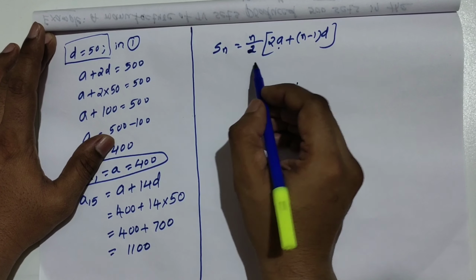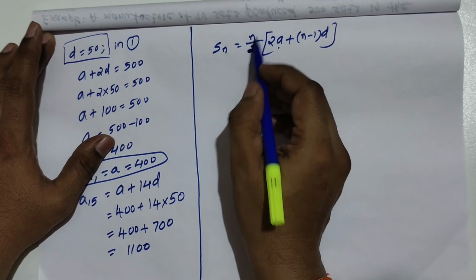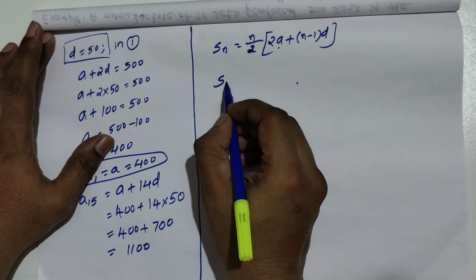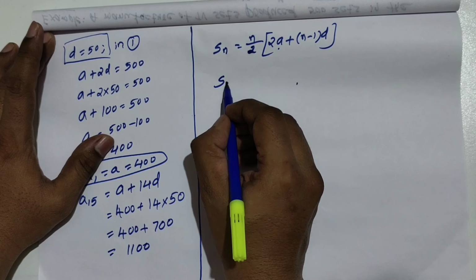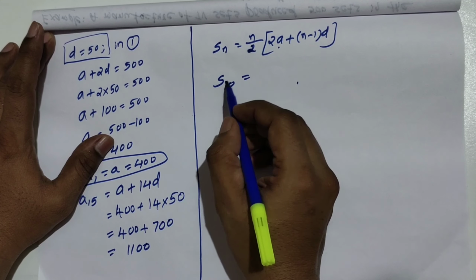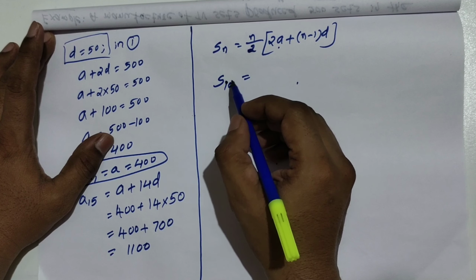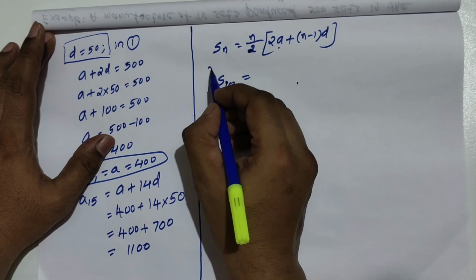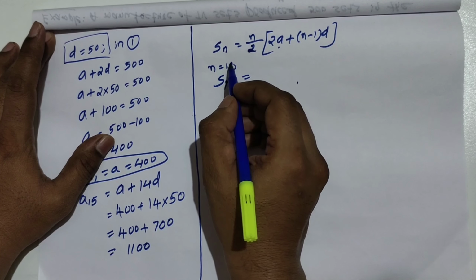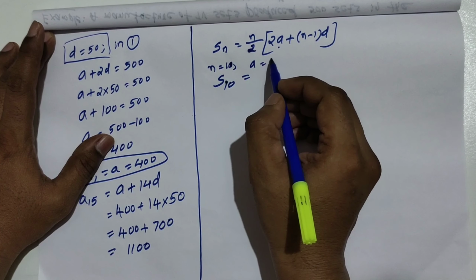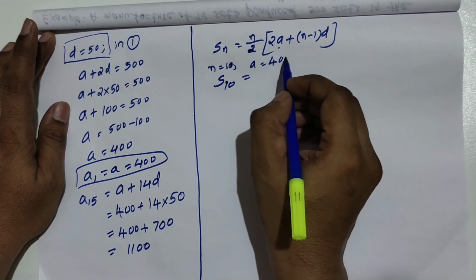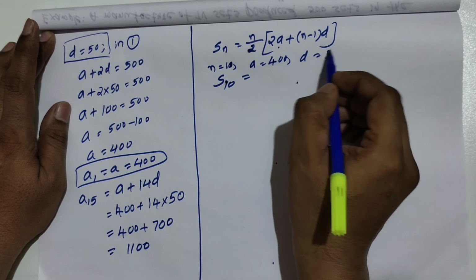As we know, here a is the first term, d is the common difference, and n is the number of terms. Here we need to get the total TV sets manufactured in 10 years. So that's why we are taking n is equal to 10, a is equal to 400, and d is equal to 50.